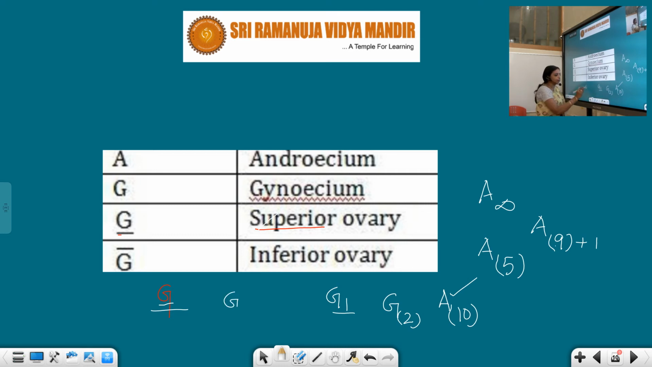And similarly, if you put a bar or a line above the G, that means the G position is inferior.